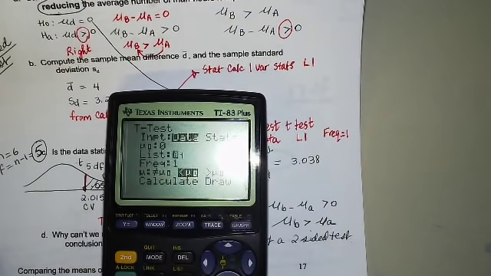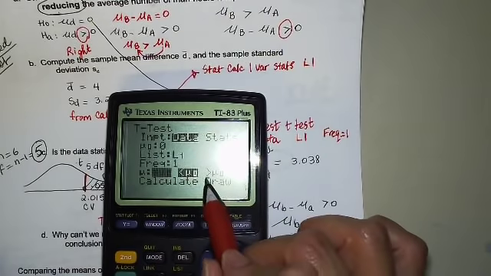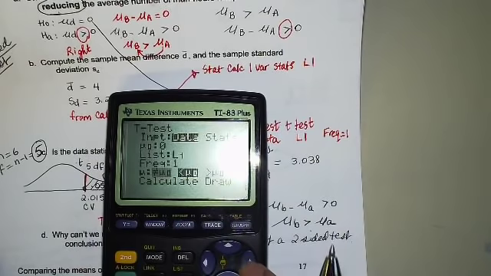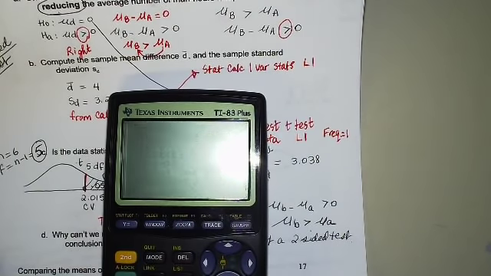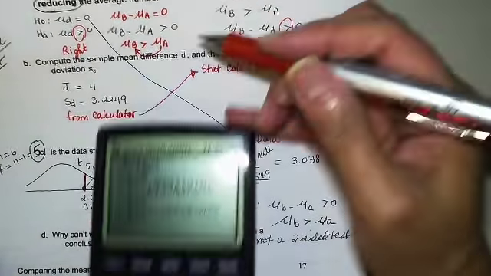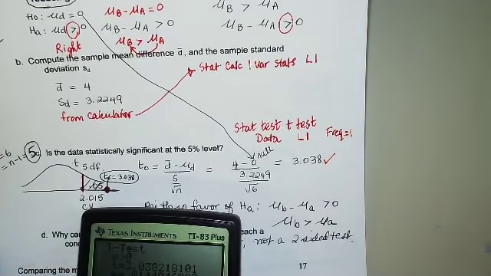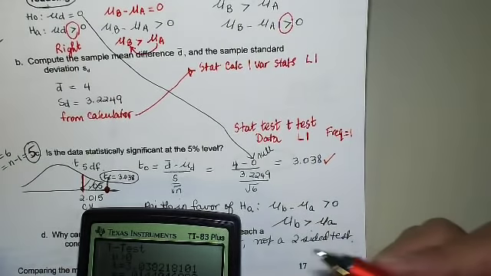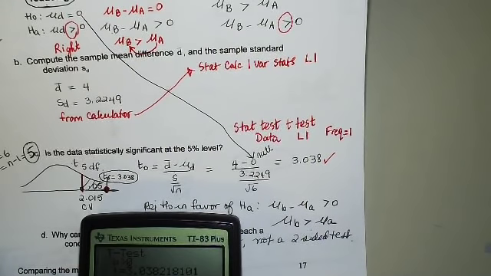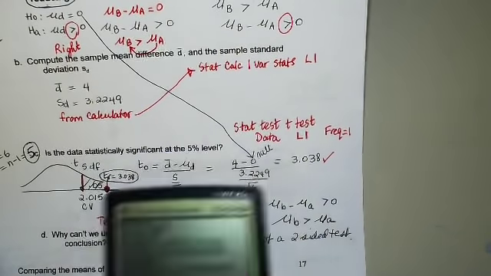So let me do that here. Stat, test, t-test. Data or stats? Data. Mu naught equals 0. That's the mu d, right? Is 0. List is L1. Frequency is 1. We have to pick the side of the test properly. So my test is right-sided, so I'm going to pick that last alternative right here. Hit enter and then calculate.